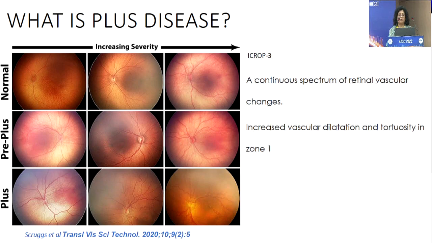This has also given a new dimension to plus disease. Now plus disease is called a continuous spectrum of retinal vascular changes. Increased vascular dilatation and tortuosity could be in the form of pre-plus disease.